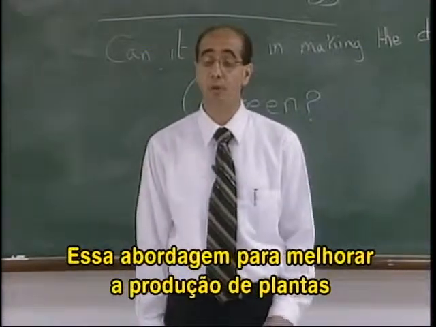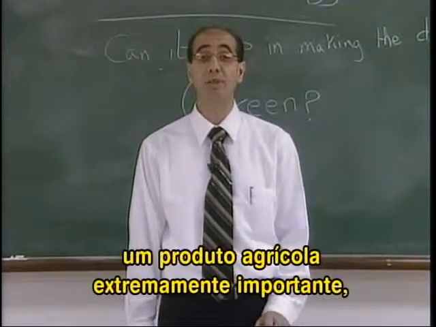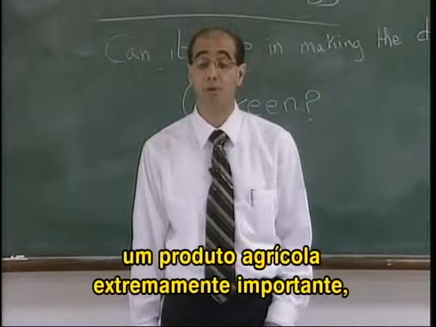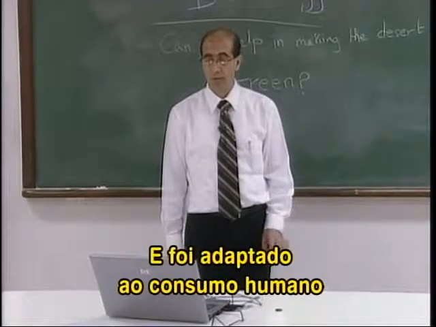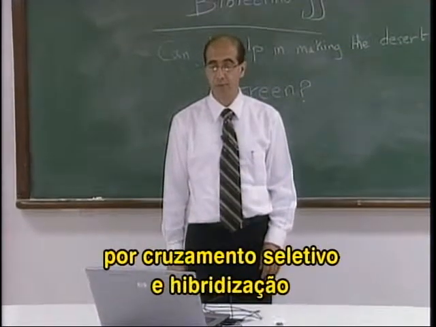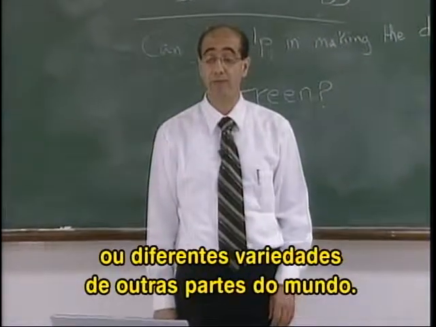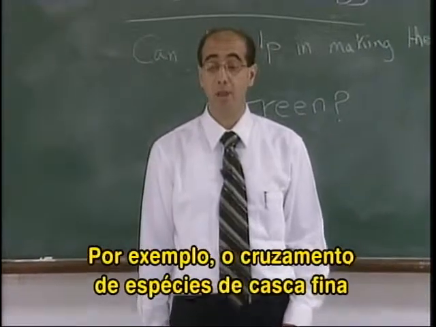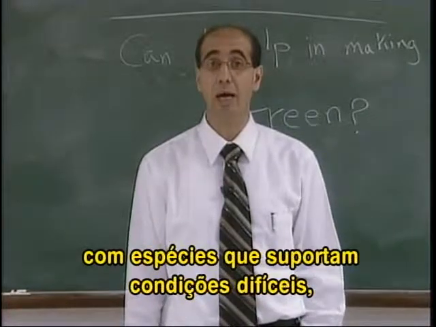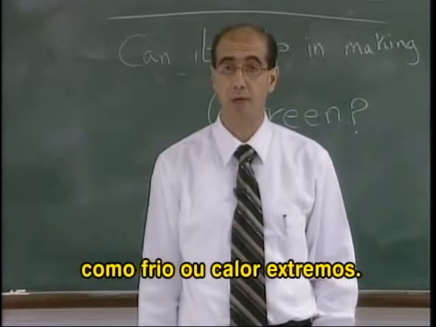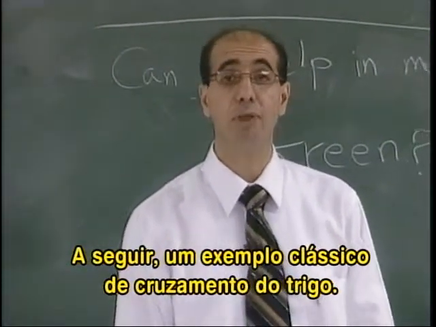This approach to improve crop production has been very successful with plants like wheat, which is an extremely important agricultural commodity that has been domesticated for thousands of years, and was made suitable for human consumption by selective breeding and hybridization with other closely related species or with different varieties from different parts of the world. Example, crossing wheat species that has a thin hull with wheat species that can endure harsh conditions such as extreme cold or hot. The following is a classical example describing an experiment of wheat breeding.